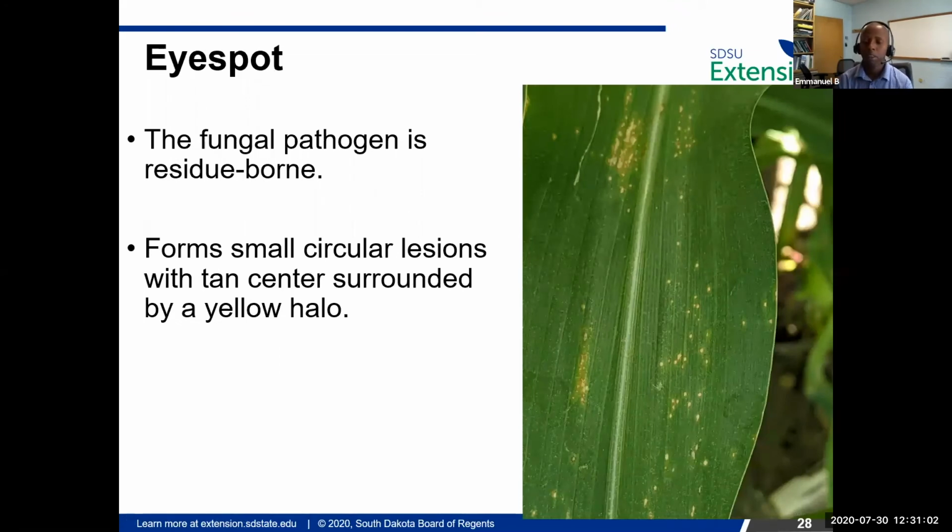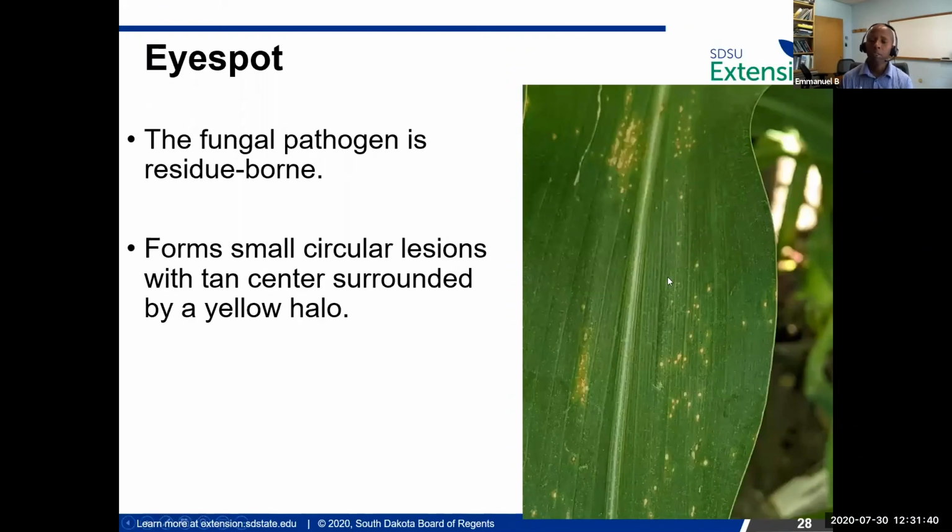Eyespot is starting to develop. This picture was taken not far from Brookings. It is characterized by really small circular lesions, as can be seen in this picture. The color is tan in the center. They can also have a small dark brown ring around them. And when you hold against light, you can see the yellow halo around the lesions pretty well. But where you see these tiny little circular lesions on the leaves, that is likely to be eyespot.